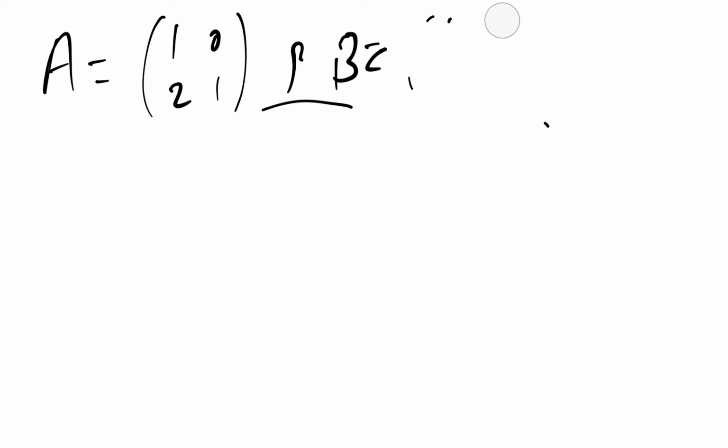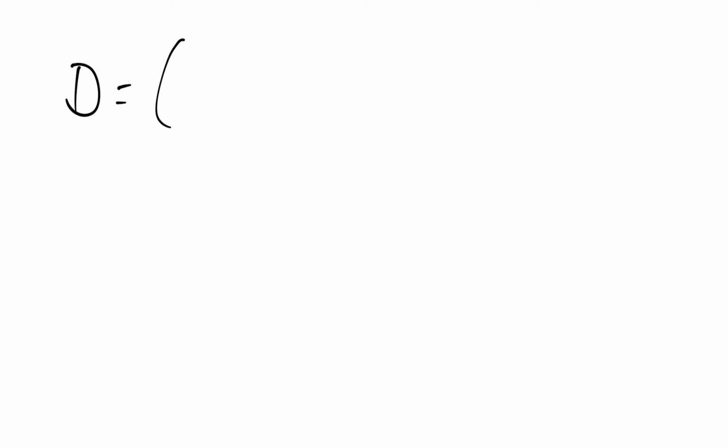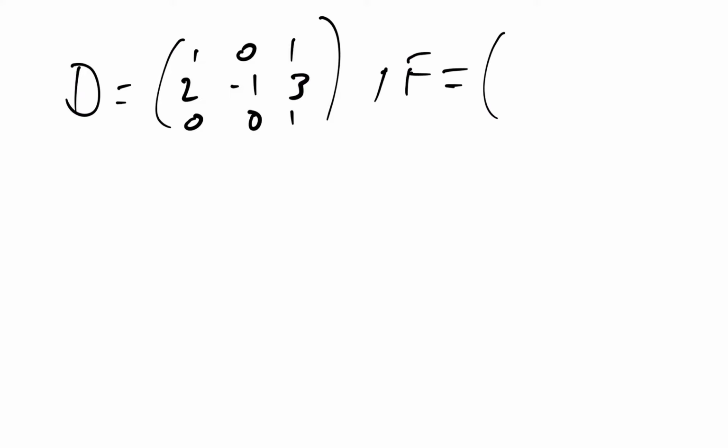Basically, that's the concept, because it won't matter whether the matrix is a 2 by 2 or 3 by 3 or 1 by 1. If I'm given matrix D equal to 1 0 1, 2 -1 3, 0 0 1, and matrix F equal to 1 0 1, 2 1 3, 0 1 0, and then we have to find D plus F.